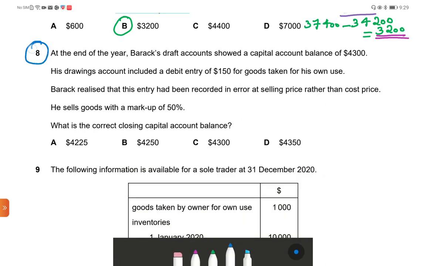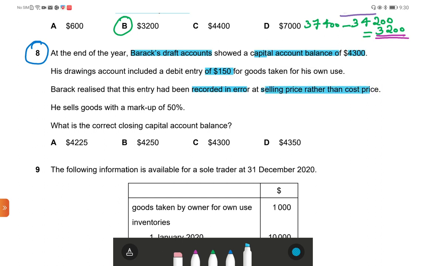At the end of the year, Barak's draft account showed a capital account balance of 4,300. His drawing account included a debit entry of $150 for goods taken for his own use. That is the drawing. Barak realized that this entry had been recorded in error at selling price rather than cost price.